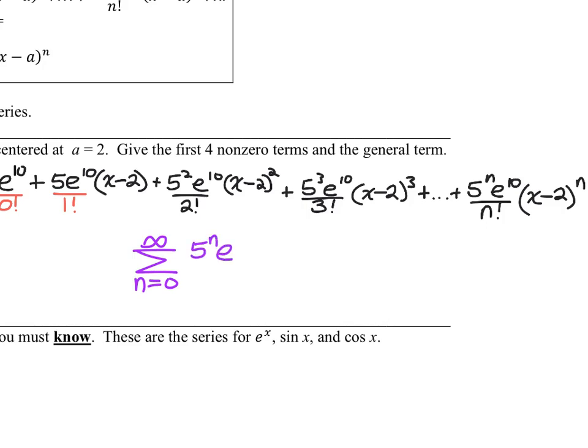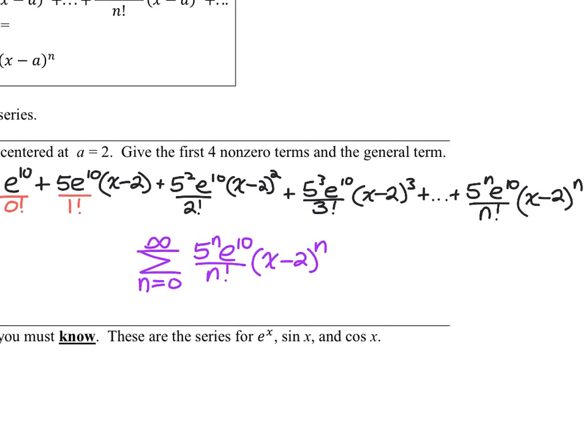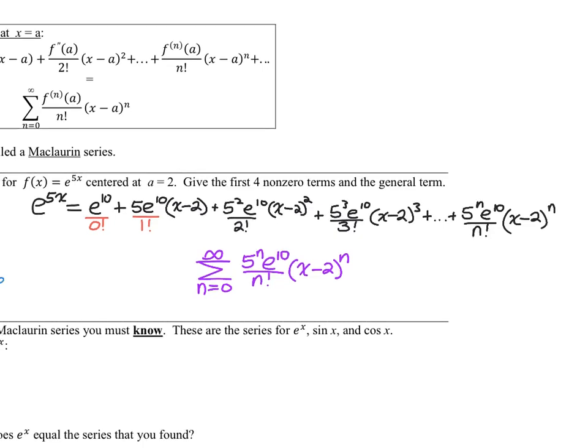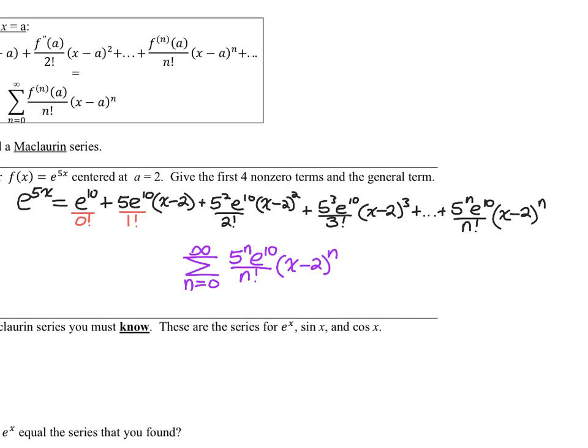5 to the nth e to the 10th over n factorial x minus 2 to the nth power. And then what I like to do, and sometimes it's overkill, but I do it anyway, is I just verify the first 2 terms are going to make sense based off of this. So plug in a 0, what happens? Well, that goes away, and that goes away. I'm just left with e to the 10th. Check.